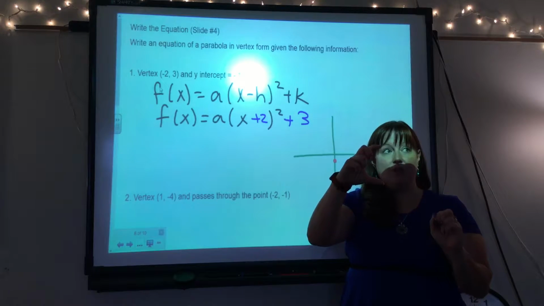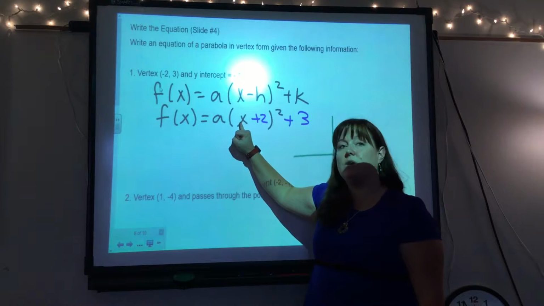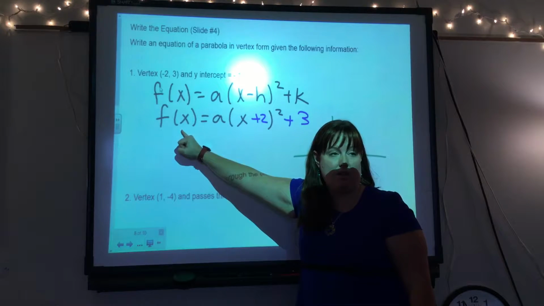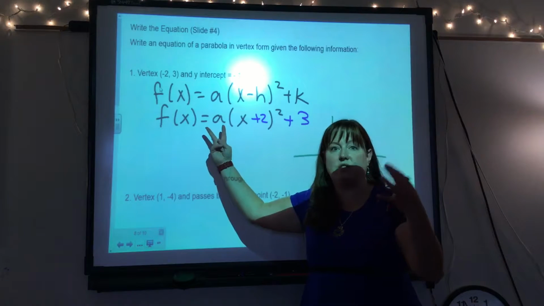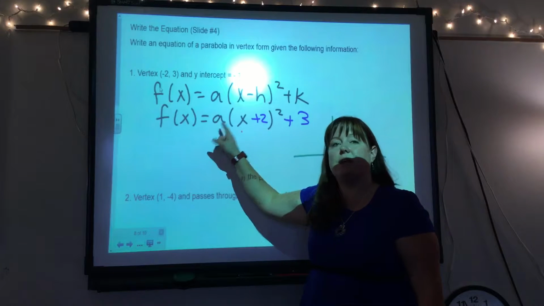So what I can do is put 0 in for x and negative 1 in for y, because I know that those two have to go together. If I plug in 0, it has to come out negative 1, and then I can just find what a is.